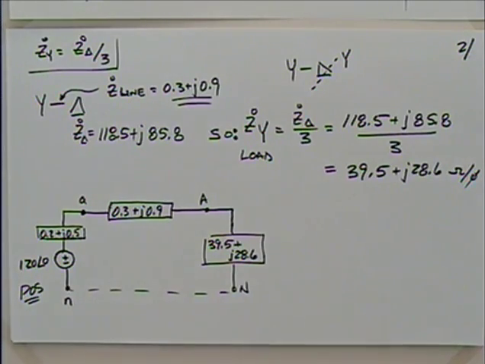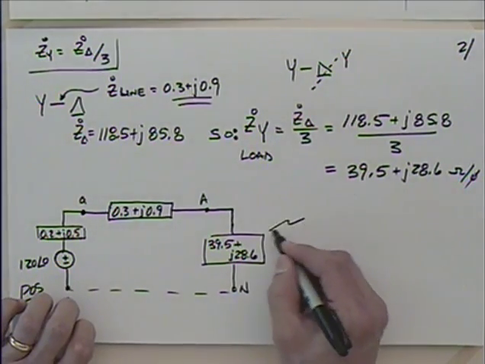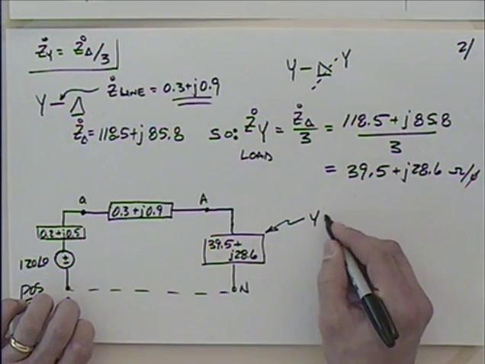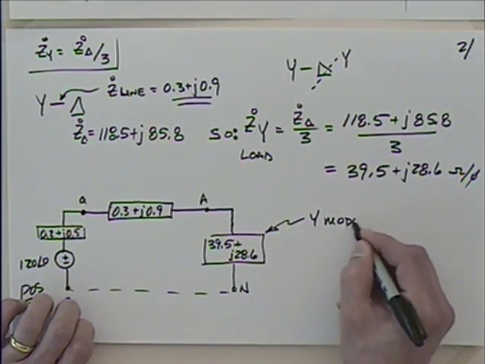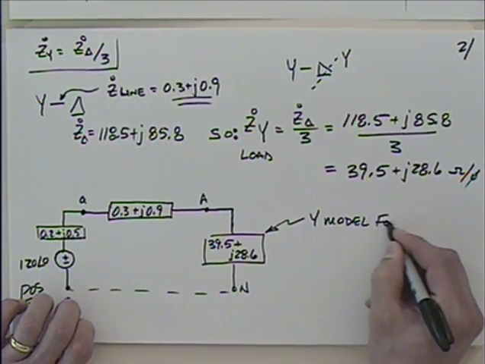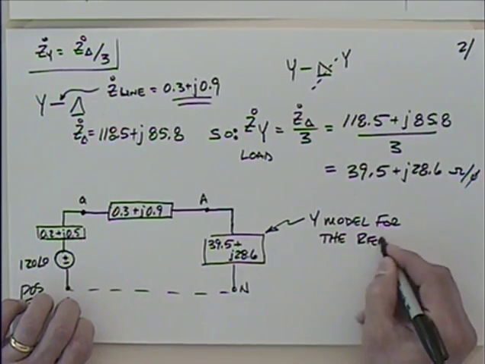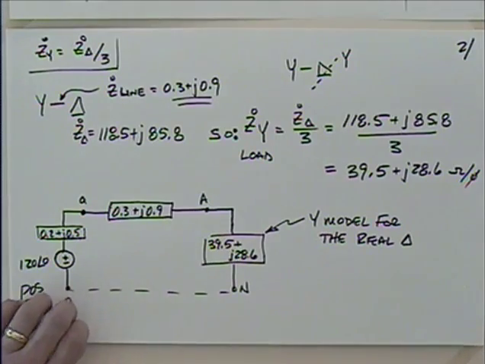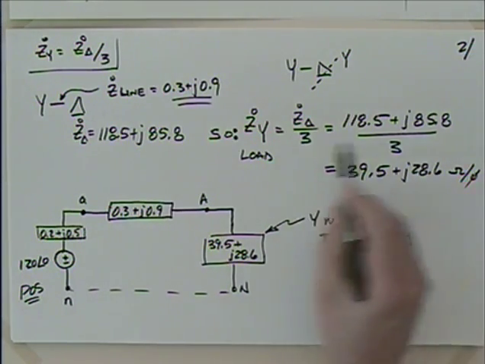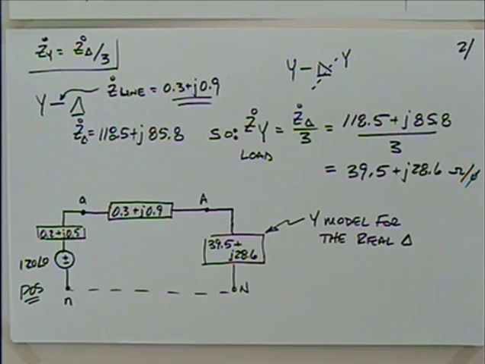And maybe we should say that this is our Y model for the real delta. We want to keep that in mind. We are modeling a delta. We're trying to make our life easier by modeling this delta as a Y. I already took the delta, I divided it by 3, and that's what the model is. Okay. Questions with that?